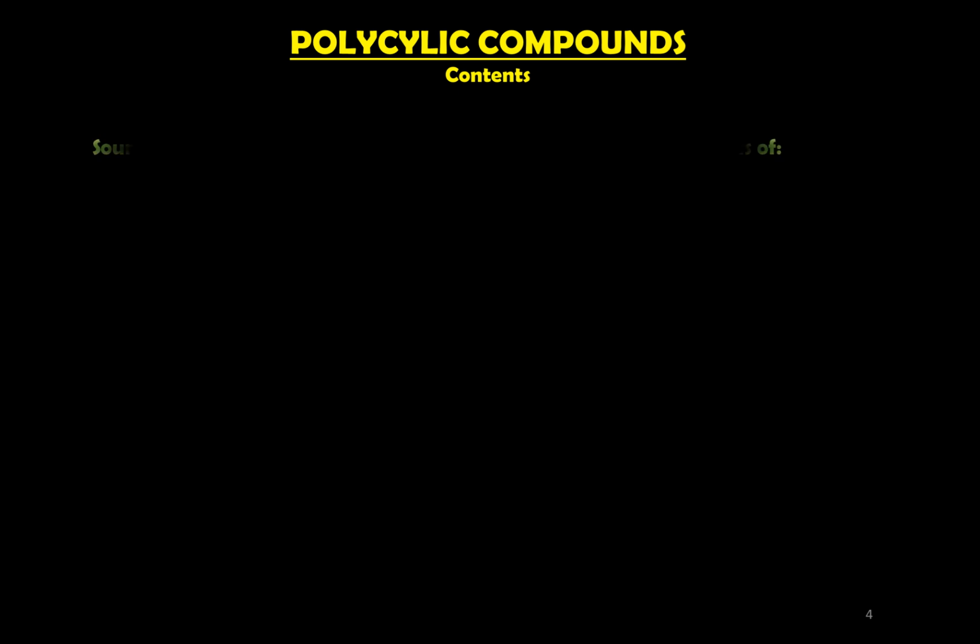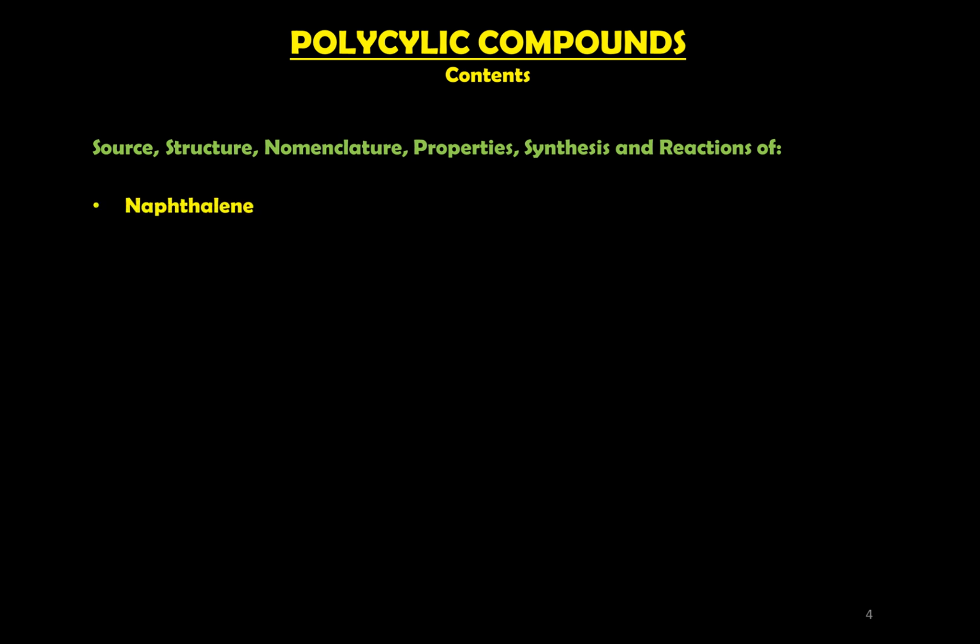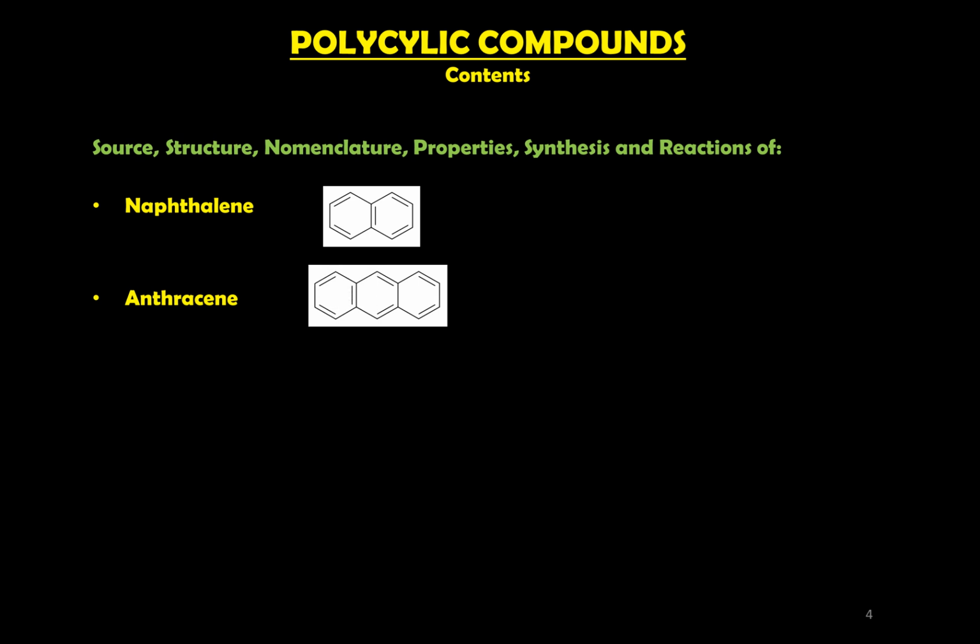Let us see, we are going to study the source, structure, nomenclature, properties, synthesis, and reactions of naphthalene. This is naphthalene, one benzene ring fused to another. This is anthracene, one more benzene ring on naphthalene, all in one line. So this is a linear fusion.